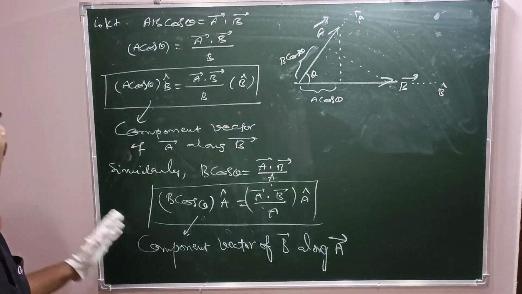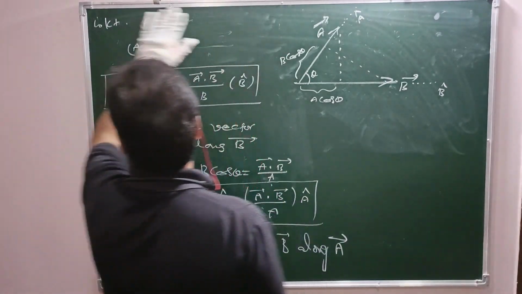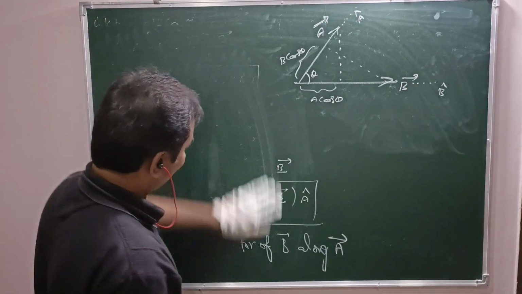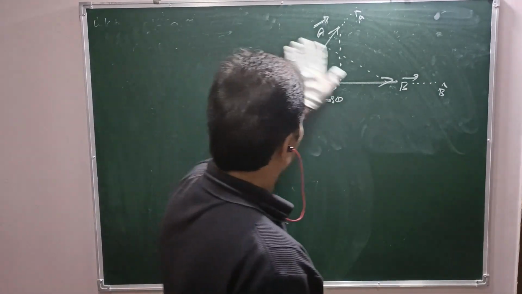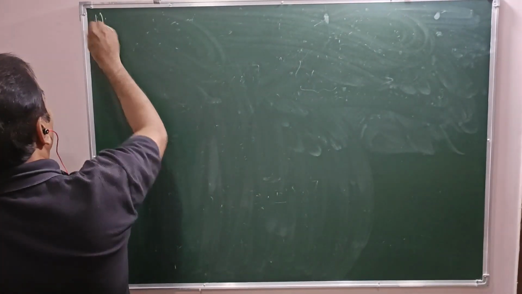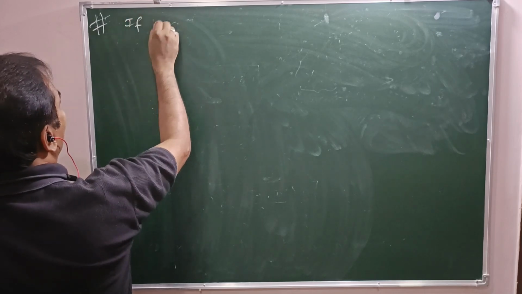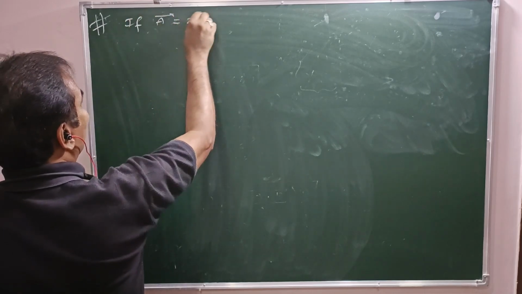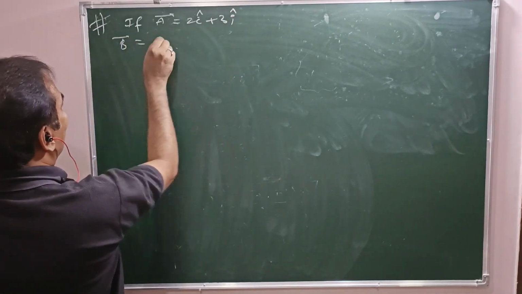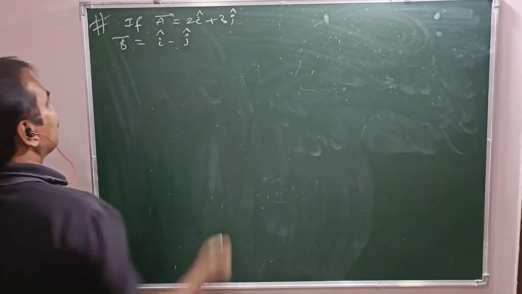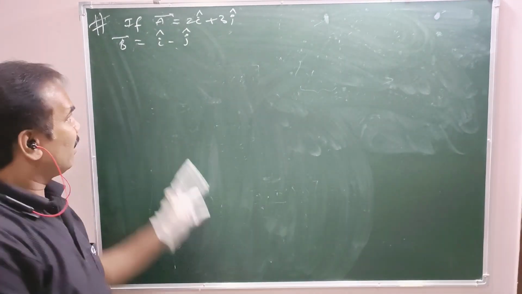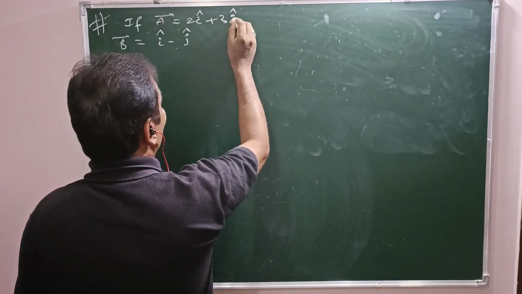Now let us see one numerical based on this explanation. Suppose A bar equals 2i plus 3j and B bar equals i minus j.